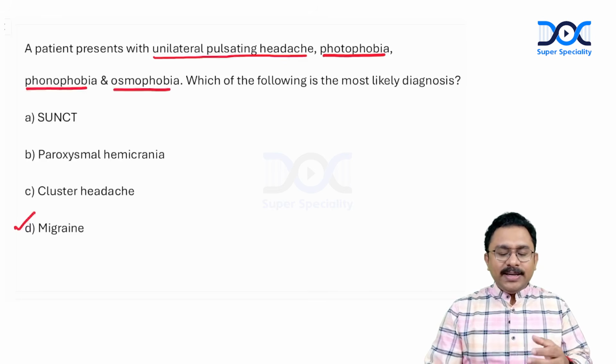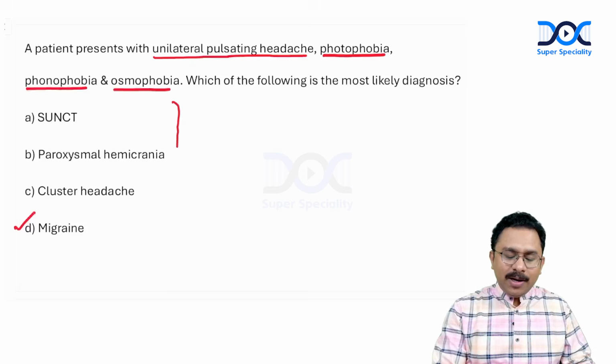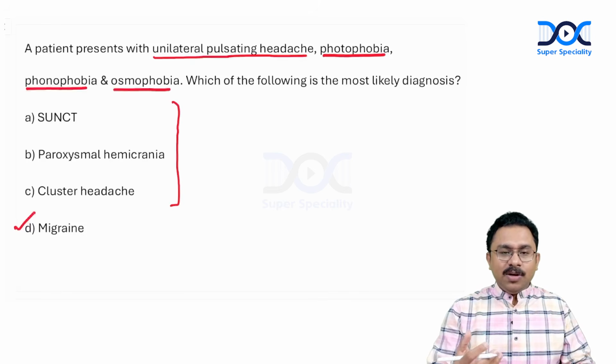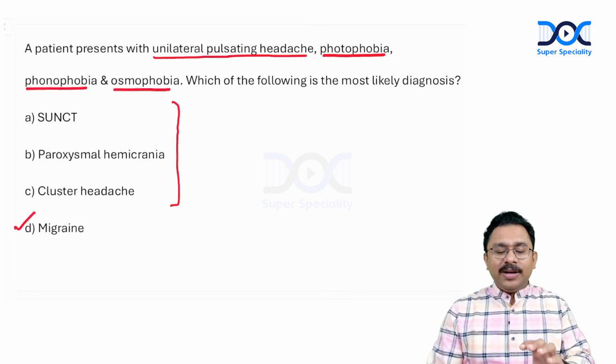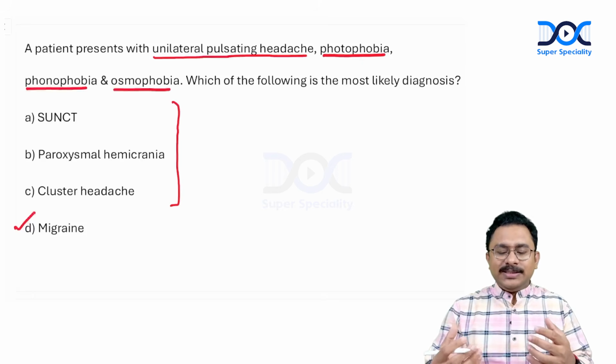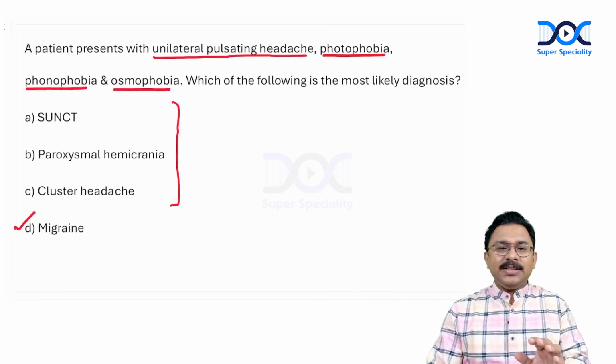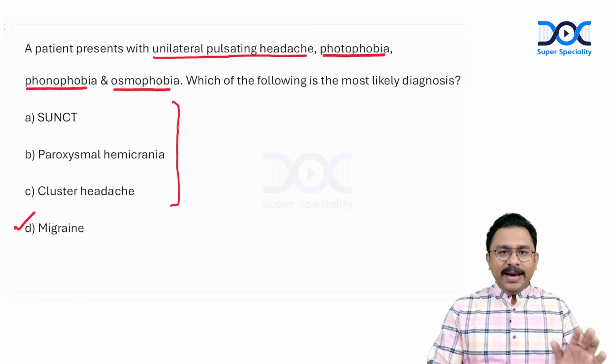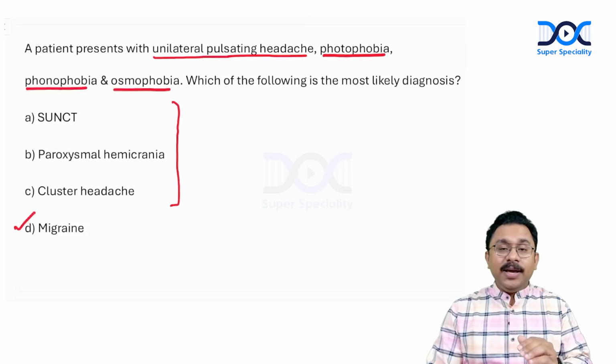I'm not considering any of the trigeminal autonomic cephalalgias, which are options A, B, C, because I have not got any definite feature of autonomic symptoms. I'm not seeing any feature suggestive of trigeminal autonomic cephalalgias. Hence, the best answer is option D, migraine.